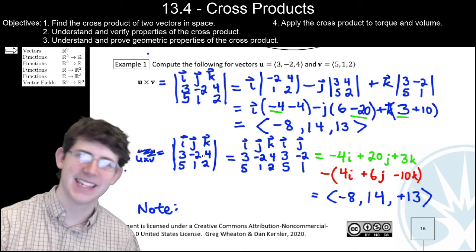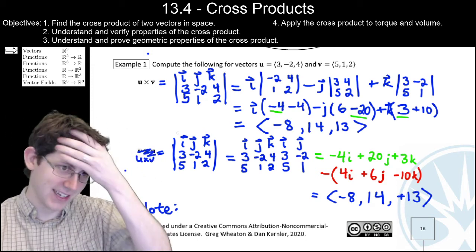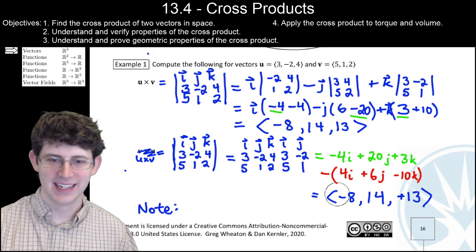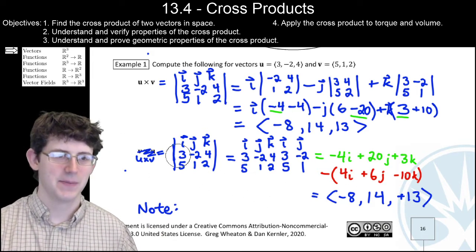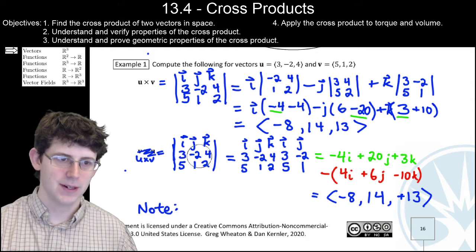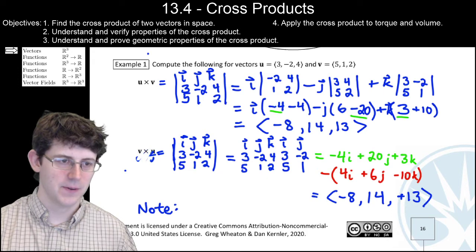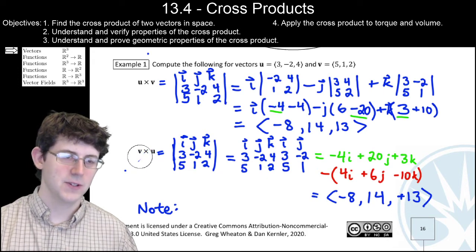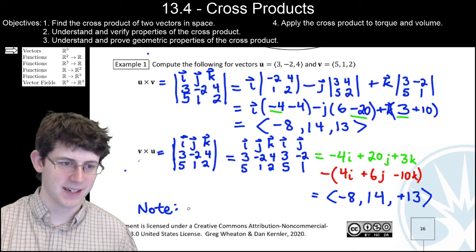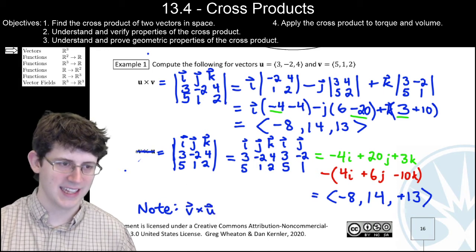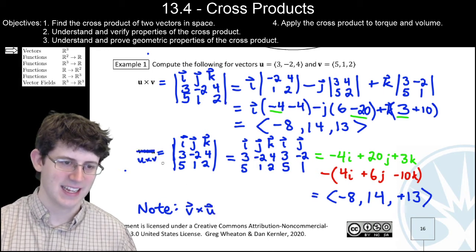Because I just put u in the second row and v in the third row. Okay. So this was just two ways of getting u cross v, and you get the same answer both ways. If you instead find v cross u, what happens is you put v in the second row and u in the third row. And if you do that, you get the opposite answer. So I guess I'll leave this as u cross v.